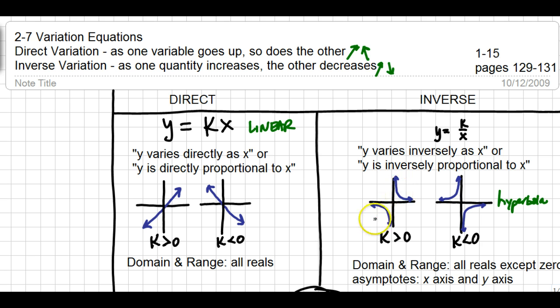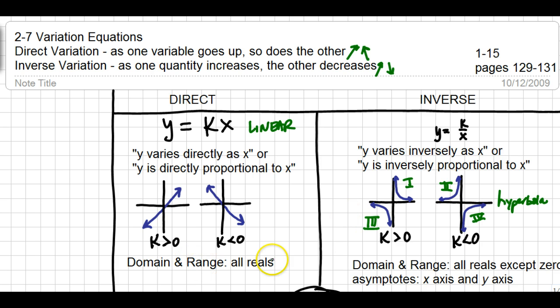And the hyperbola's branches will be in quadrants 1 and 3 when the k is positive. It'll be in quadrants 2 and 4 when the k is negative. It's important that students remember that the branches are dual, meaning there's 2 of them. And when students are making a table, make sure you include some positive x values and also some negative x values so you can make sure to get both branches pictured.